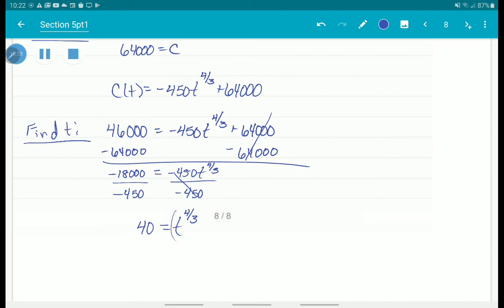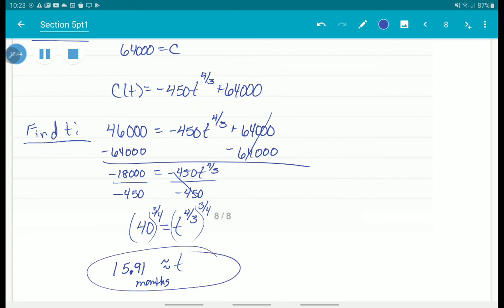And then we can raise everything to the 3/4 power. We're doing that on both sides. And that's going to get t by itself. This is going to end up being t to the 1st power. And 40 to the 3/4 power is about 15.91. And that's in months. So it's going to take us about 15.91, so almost 16 months for our number of subscribers to reduce to 46,000.